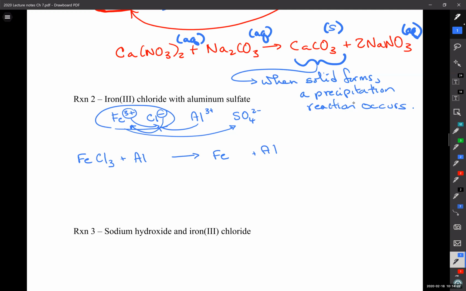So think about the charge. So what do you have to do with the aluminum?